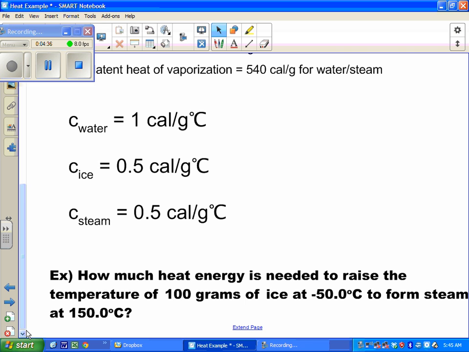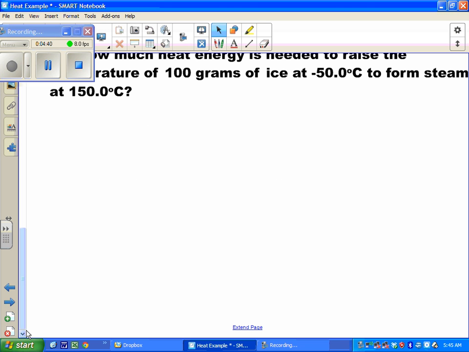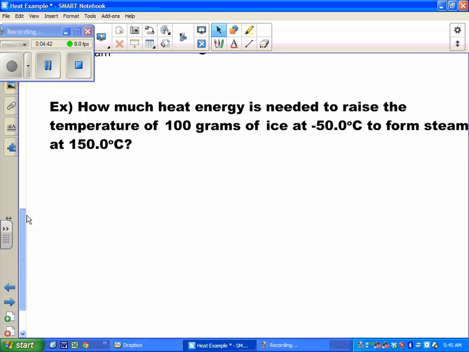Our example is: how much heat energy is needed to raise the temperature of 100 grams of ice at -50 degrees to form steam at 150? Actually, this example is a little too... I don't want to get you guys confused. We're actually going to cross off the 150 and make this 160 degrees, just to keep the numbers a little different.